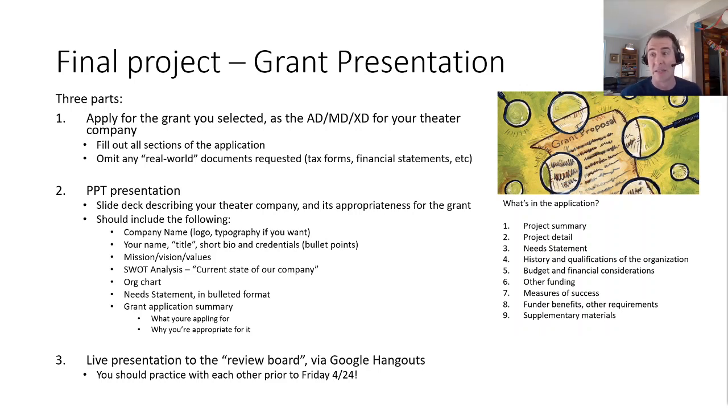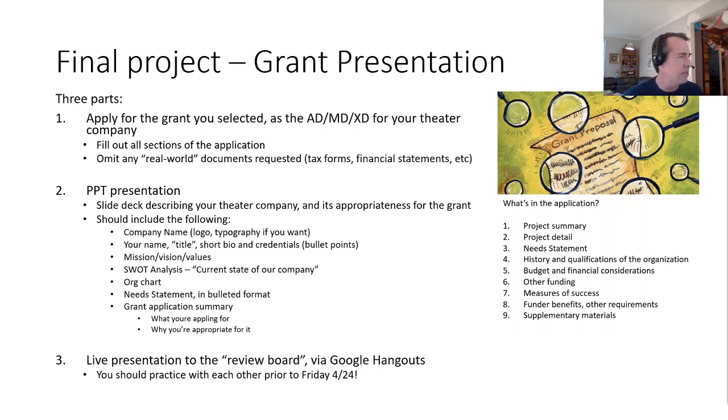There's going to be 3 parts to the grant presentation project. Number 1 is the application. So you should have the actual grant form. So you're going to apply for that grant. You're going to imagine that you are the artistic director or executive director for your theater company. You're going to fill out all the sections of the application.